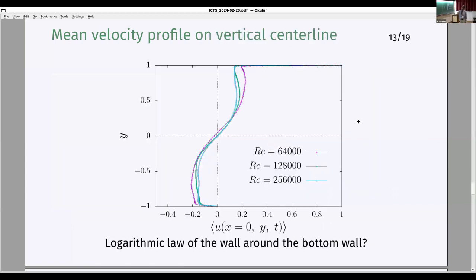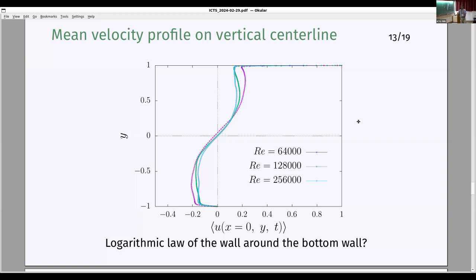Okay, so this is the time-averaged horizontal component of the velocity field along the central vertical line. This is the bottom wall, and this is the top lid. The top lid should have the velocity 1, so the curve reaches this point. For the bottom wall, y equal -1, the velocity is 0. So the mean velocity profile is this one.